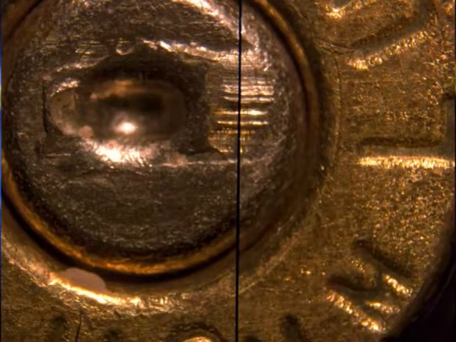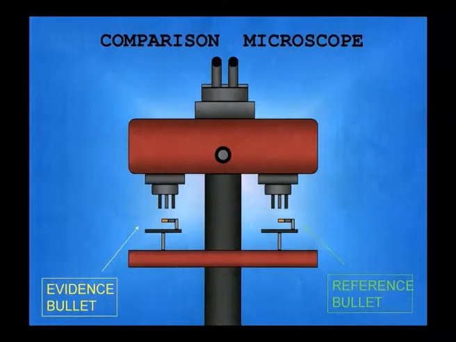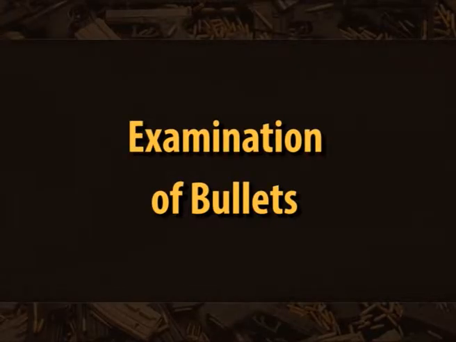The optical field seen through the single eyepiece is a circular area divided into two parts by a thin dark line. The object under the left hand microscope, say the evidence bullet, is seen in the left half of this optical field, and the object under the right hand microscope, say a test bullet, is seen only in the right half of the field. Now, let us come to the examination of bullets.